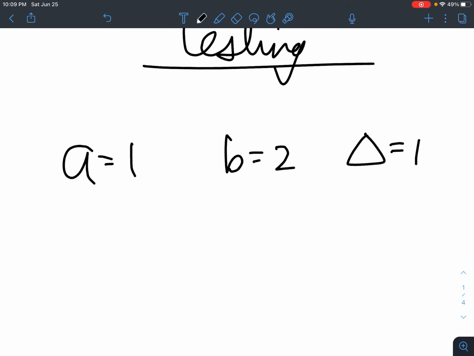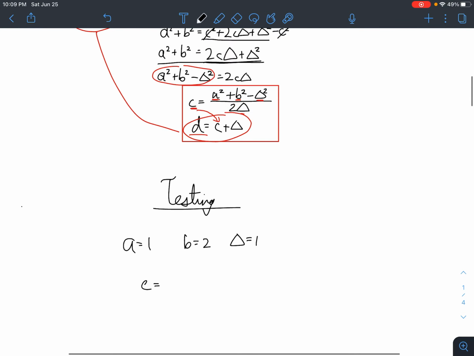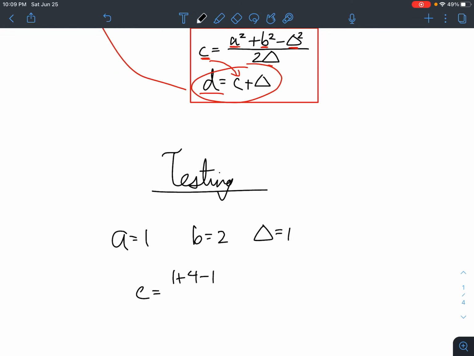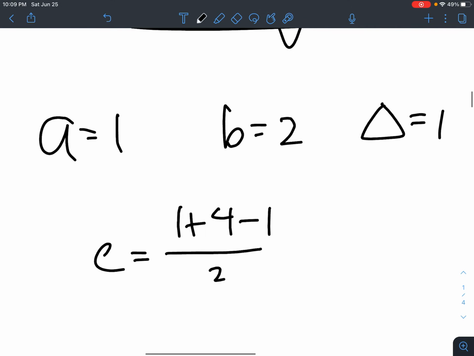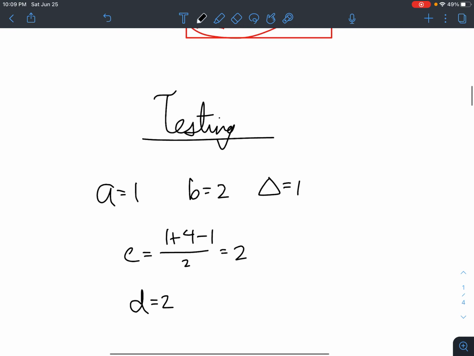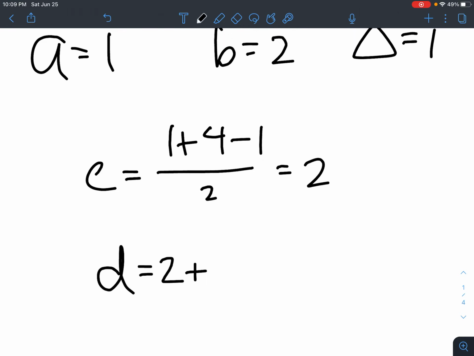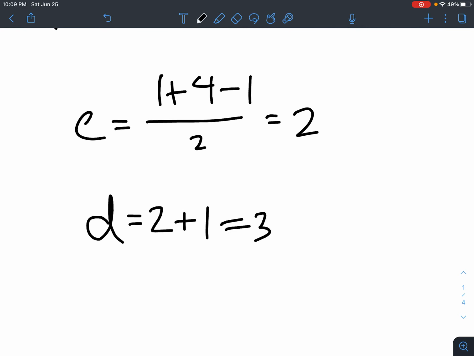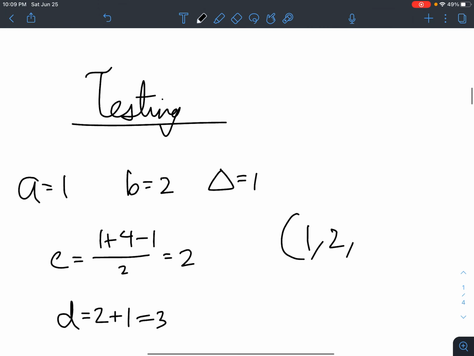So first we're going to try a equals 1, b equals 2, and delta equals 1. So c is going to be equal to 1 plus 4 minus 1, right? 1 squared plus 2 squared minus 1 squared over 2 times 1, 2. C is equal to 2. D is equal to c plus delta, so it becomes 2 plus 1. D is c plus delta, c is 2, so D is equal to 3. And the quadruple we get out is 1, 2, 2, 3.